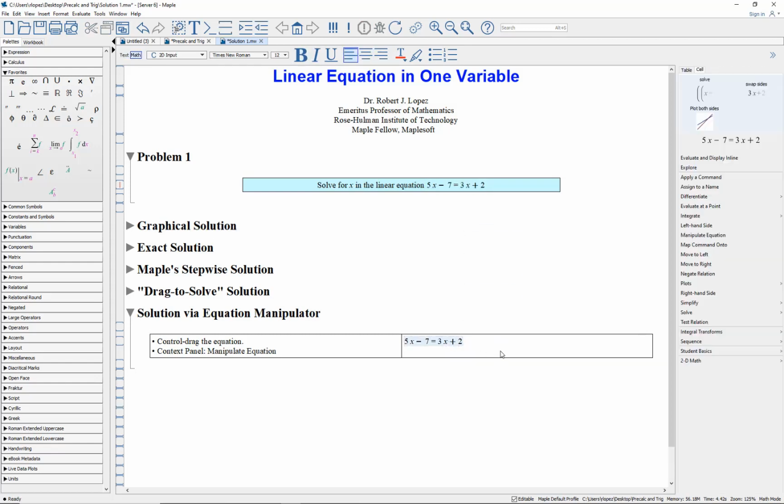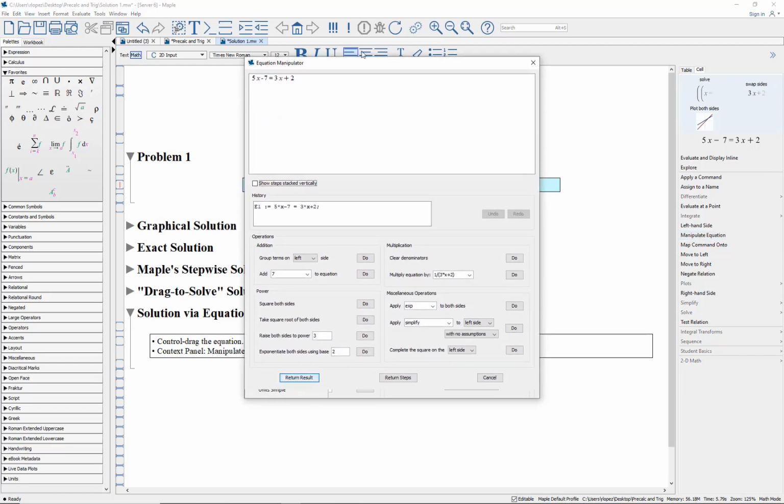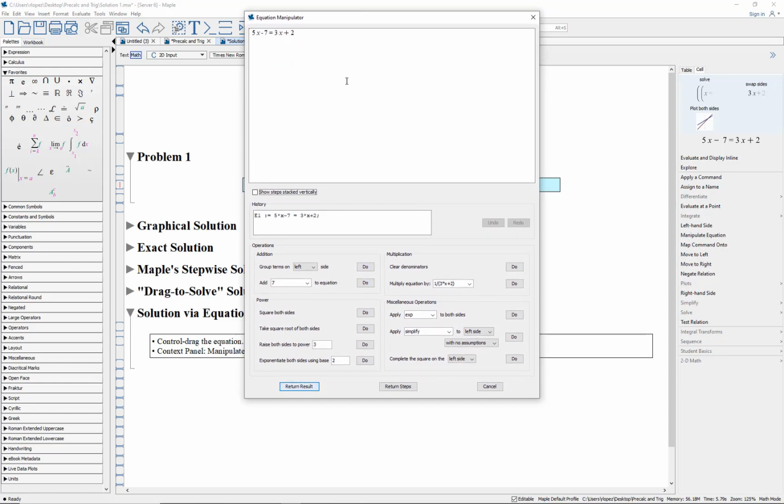So again, we'll begin with the equation, and over here in the context panel you see the option manipulate equation that launches this tool called the equation manipulator. Stretch this out a bit, and as we do stuff, we want the steps to be one under the other, so I will check that box.